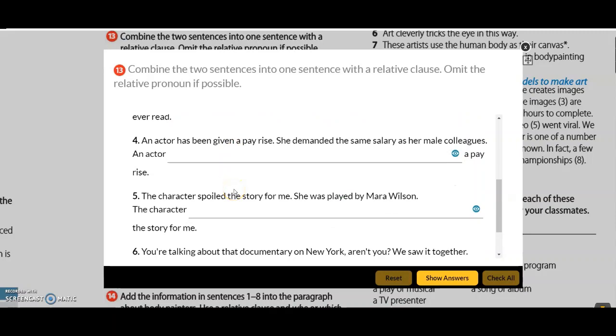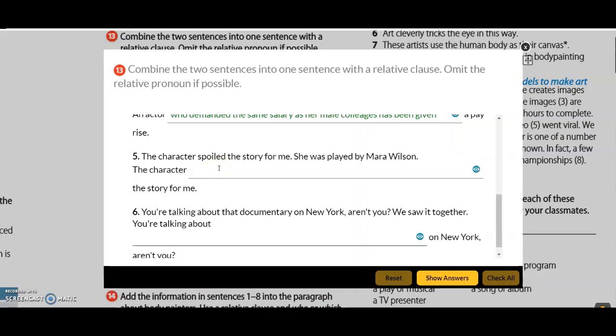Number 4, an actor has been given a pay rise. A pay rise, yes. She demanded the same salary as her male colleagues. An actor who demanded the same salary as her male colleagues has been given a pay raise.